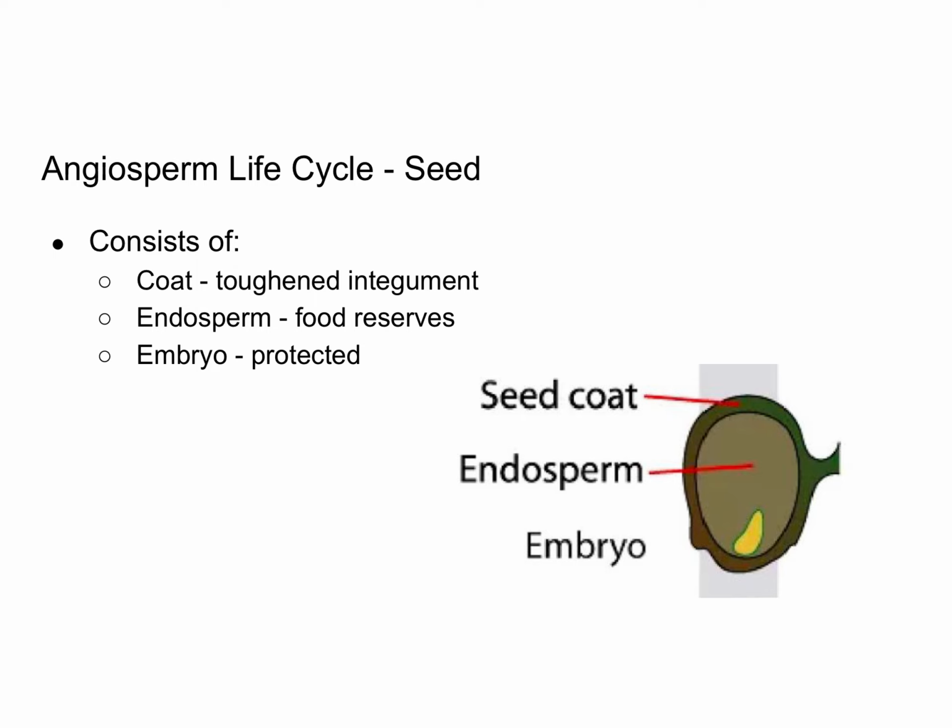So to review the structures of a seed, we have that seed coat, which is the toughened outer layer, and its primary role is protection. And the word integument just means a covering. As humans, we have skin, and our skin is actually known as our integument, and it's part of the integumentary system. The seed also has that endosperm, which has the food reserves to help nourish the developing embryo. And then the embryo itself is the developing baby plant.